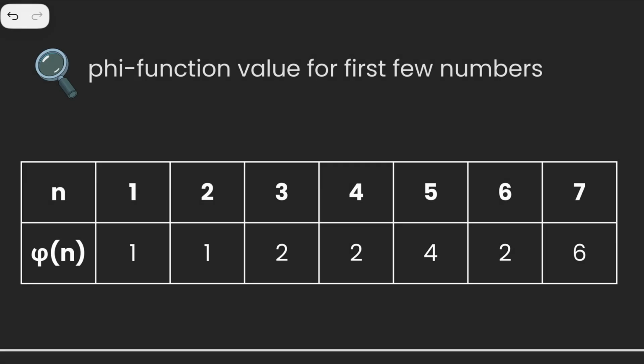For better understanding, I have written phi function values for first few numbers. So let's look at 1. So 1 has phi value of 1. Why? Because 1 is co-prime with 1. Now let's look at the next number, which is 2. So there are 2 numbers, 1 and 2. Now 2 is co-prime with 1. That's why phi value of 2 is 1. Let's move forward. Now we have 3 numbers. Now 3 is co-prime with 1 and 2. That's why the value is 2.